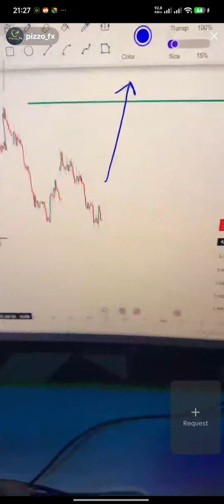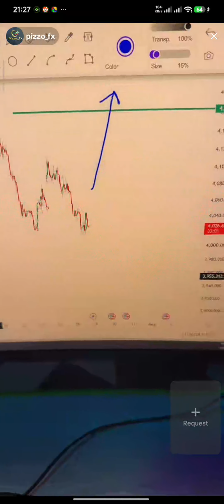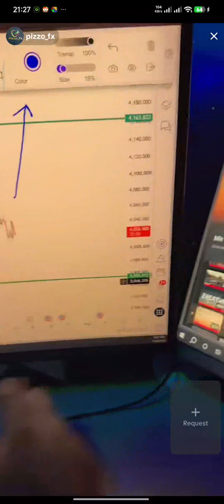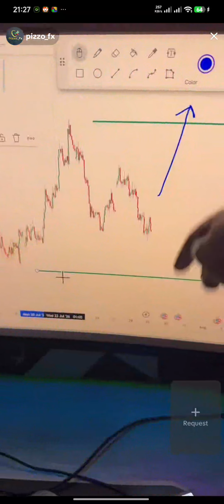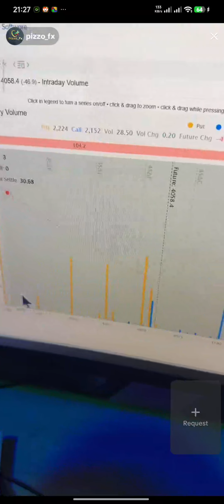3954.2 is my point of interest. 3954, there. You know my point of interest. Now how do we know what the market will do? It will respect this zone. Once more, 3954 is at 3955. We'll come to that 3955. 3950, 3955.